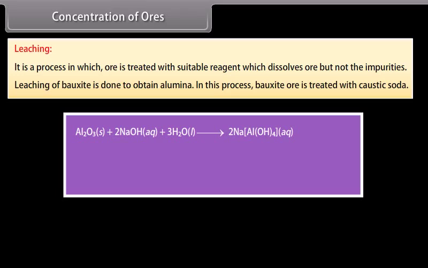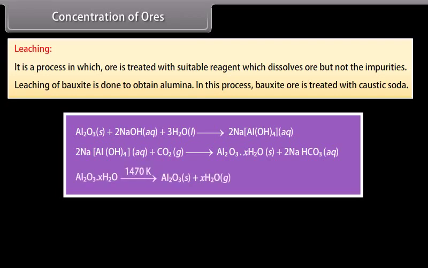Al2O3 dissolves in concentrated solution, leaving behind impurities. The aluminate in solution is neutralized by passing CO2 gas and hydrated Al2O3 is precipitated. The precipitate of Al(OH)3 is filtered, dried and finally heated to about 1470 Kelvin to obtain pure Al2O3.